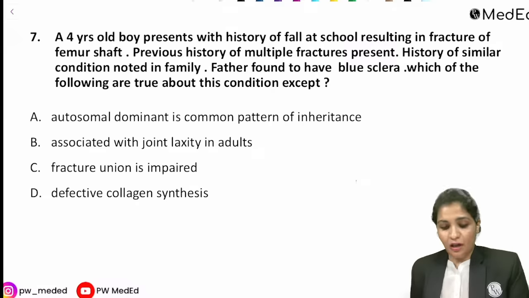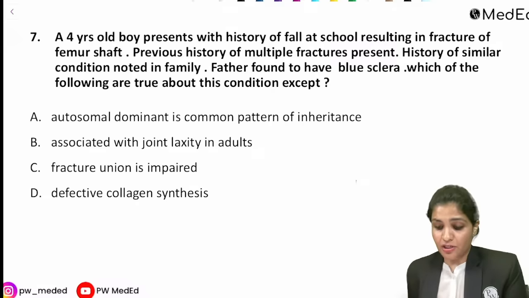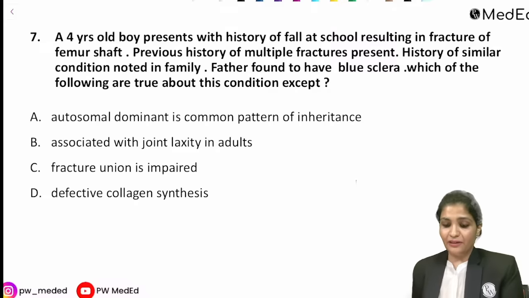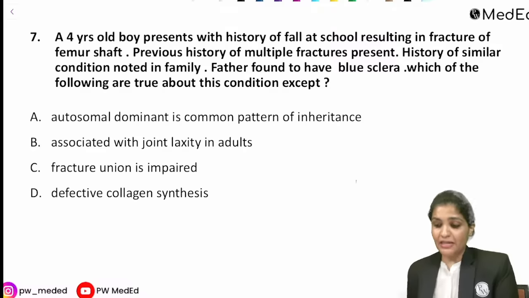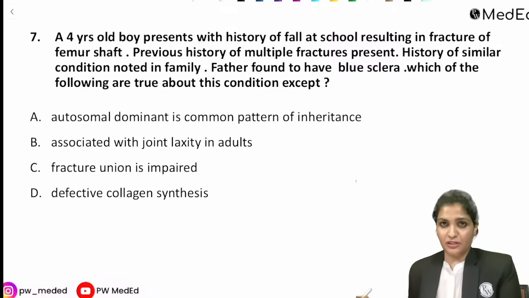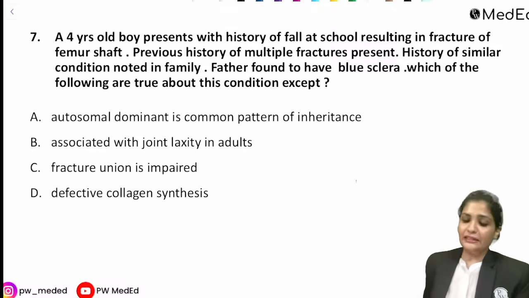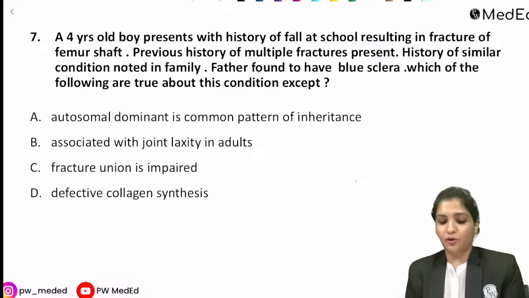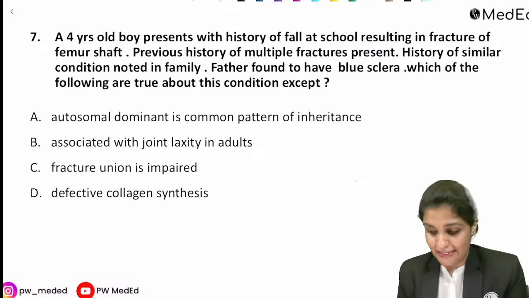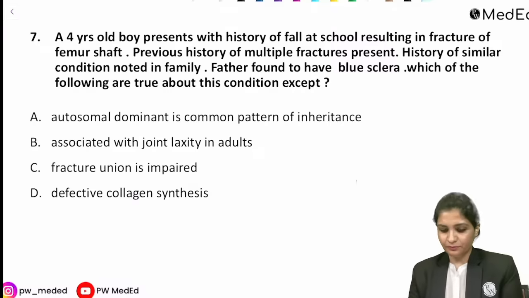Okay, read the question. A 4 year old boy presents with a history of fall at school resulting in fracture of the femur shaft, right? There is a femur shaft fracture, and a previous history of multiple fractures is present. A history of similar conditions is noted in the family and the father is found to have blue sclera. Which of the following are true about this condition except? So what is the answer?